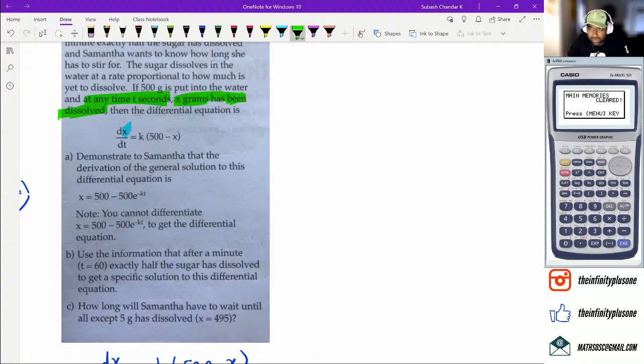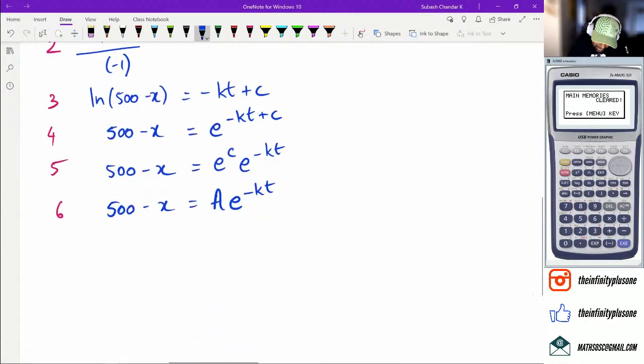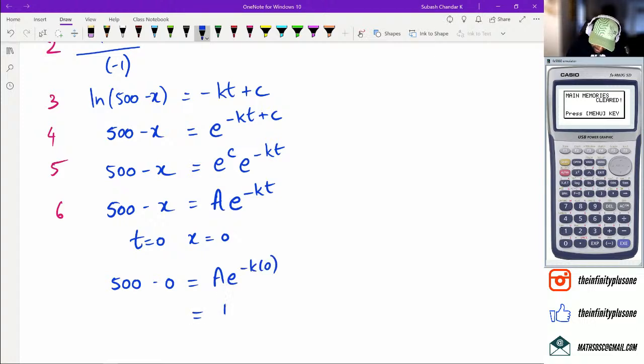So we can safely assume that when t is equal to 0, no sugar has actually been dissolved. So at t equals 0, we can say that x is equal to 0. And we actually get that information from this highlighted part where t equals 0 and x equals 0. So we're going to go back in here and substitute when t is equal to 0, x is equal to 0. So 500 minus 0 equals ae negative k times 0. And so what we're going to get is a is equal to 500.